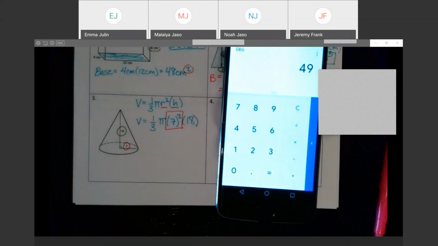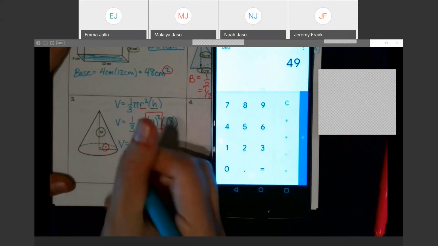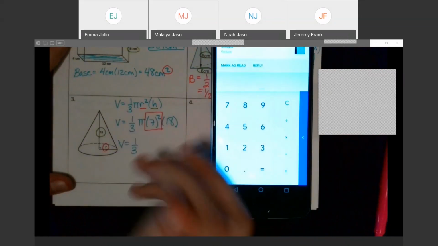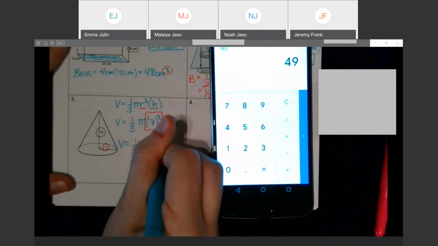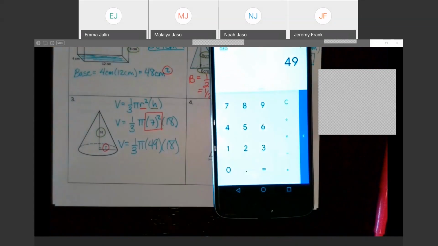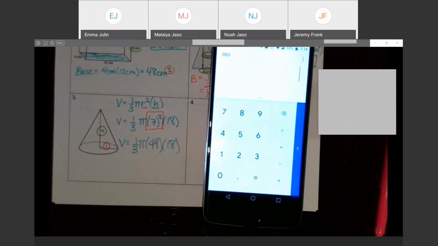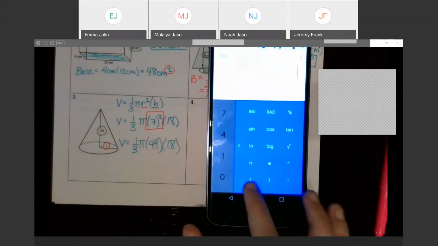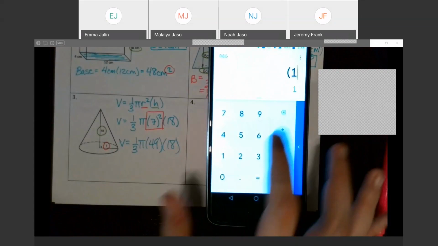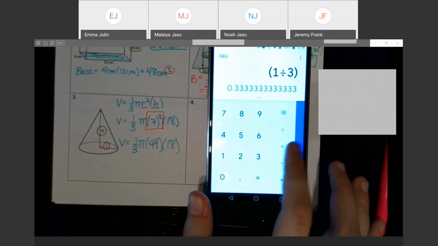I recommend rewriting the equation just to kind of get into that habit. So volume is equal to 1/3 pi times 49 times 18. Now we have a straight multiplication problem. And I recommend to just plug it in as such. So I have 1/3 as my fraction up front, so I'm going to put in 1 divided by 3 and close it to start with. Next, I'm multiplying to pi.